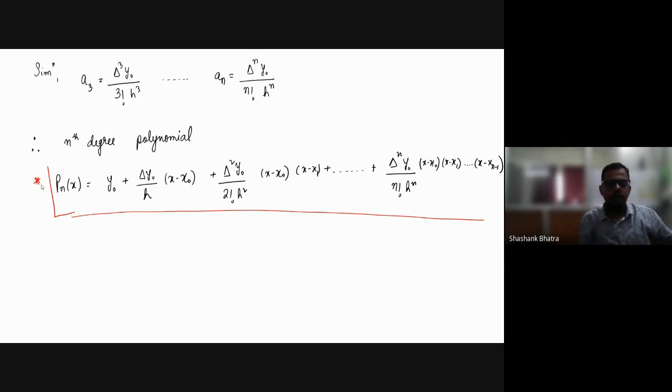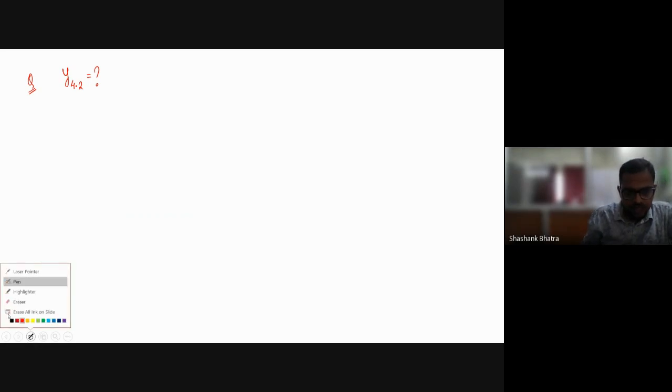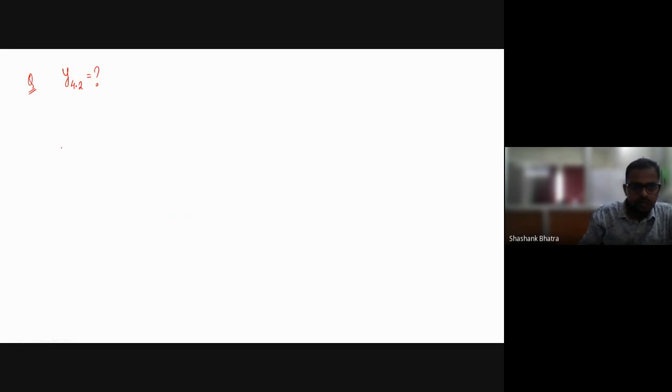So will you all be able to solve a problem with this? Let us try a problem before we end this class session. I believe we have 5 to 10 minutes. So let us try one problem. What you have is you have to find y at 4.2. This is the query, the question that you have. And what are the data points? The data points, that is your x and y data points.